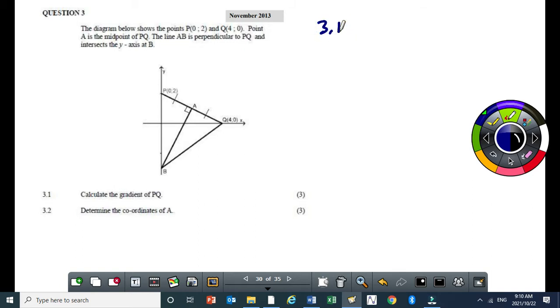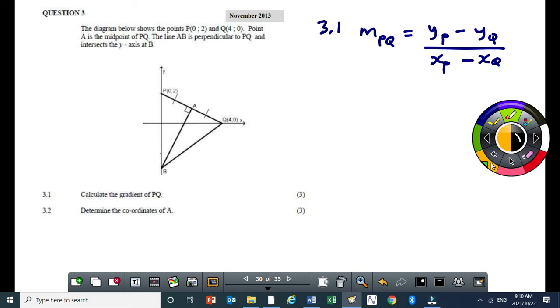So 3.1, the gradient of PQ is equal to YP minus YQ over XP minus XQ. Please be aware that these are subscripts. They must be written on the bottom right-hand side of the M or of the Y over the X. They are subscripts.